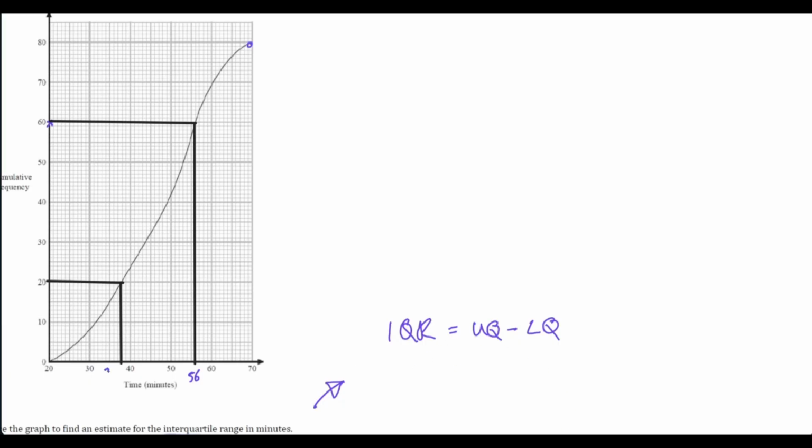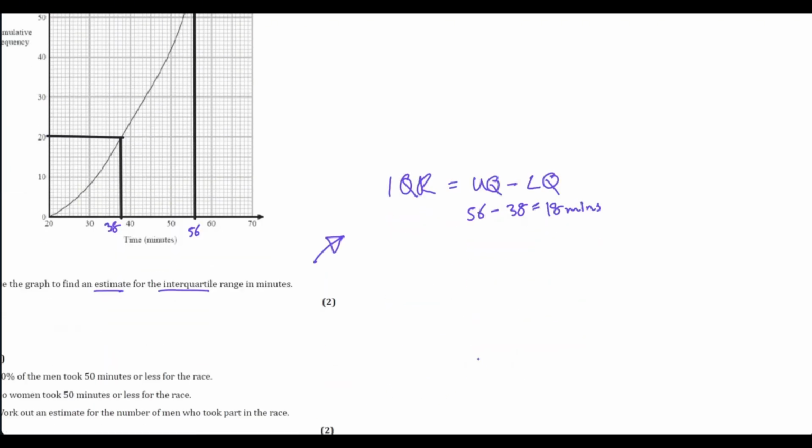So it's going to be 56, take away 38. And that'll be our interquartile range, which is 18. Okay. So that's part A done.